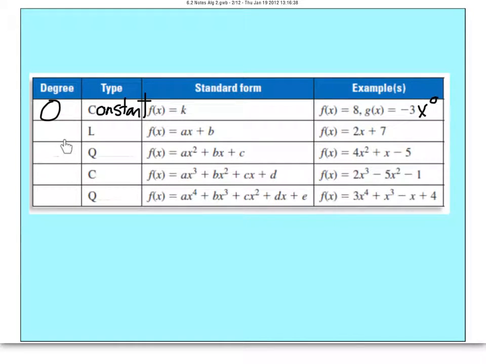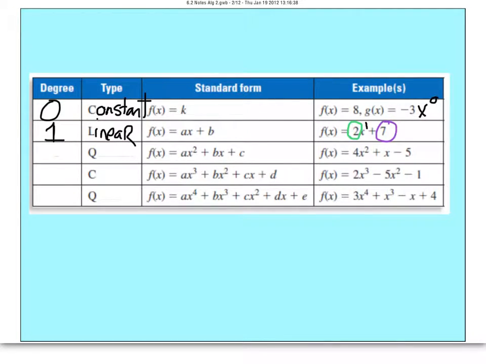Now the second example is right here. General format is ax plus b. Here's a nice numerical example, 2x plus 7. This does meet the polynomial requirements, and it is in standard format. If I asked you what degree it is, this is x to the first power right here. The highest exponent is 1, so that's the degree. What we call that is linear. Now if I were to ask you what is the leading coefficient, it's the number 2. The constant here is 7.